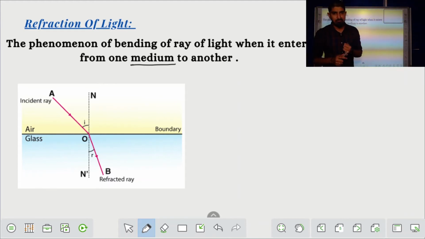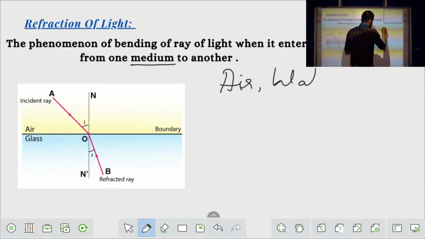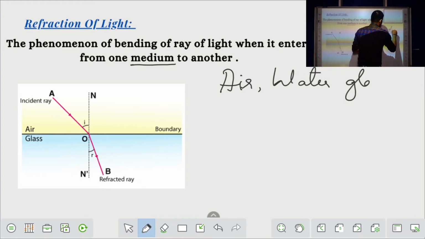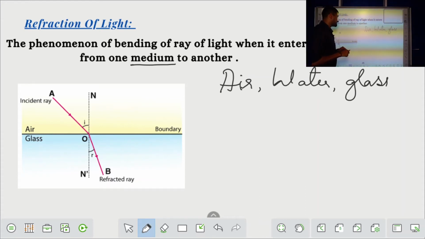Water is a different medium. Atmosphere, that is air, is a different medium. Glass is a different medium. Only these three are very important as of now. That is the main three basic mediums that we will be studying about light. Clear? So what are those? Air, water and glass. These are the three mediums.